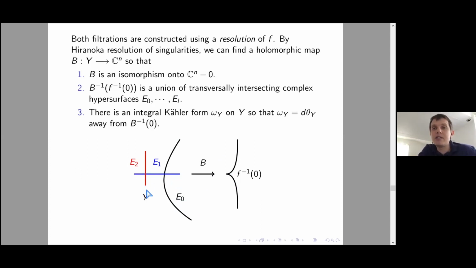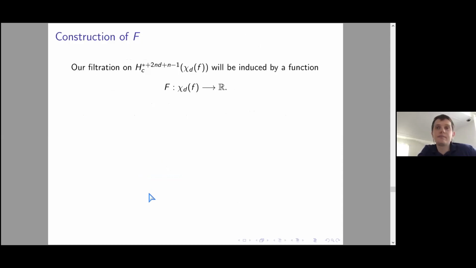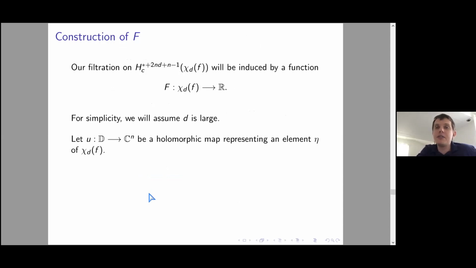Y is my space here. Okay, so what is the filtration? The filtration on compactly supported cohomology is going to be induced by a function on this space, chi d of F. And what is this function? I'm going to assume D is large, but it doesn't matter. This is just sketchy, so it doesn't really matter.